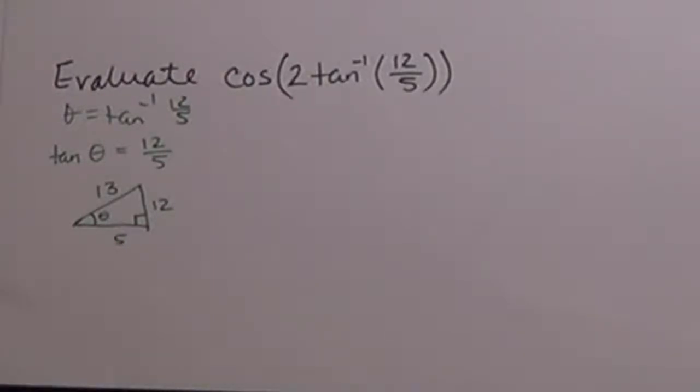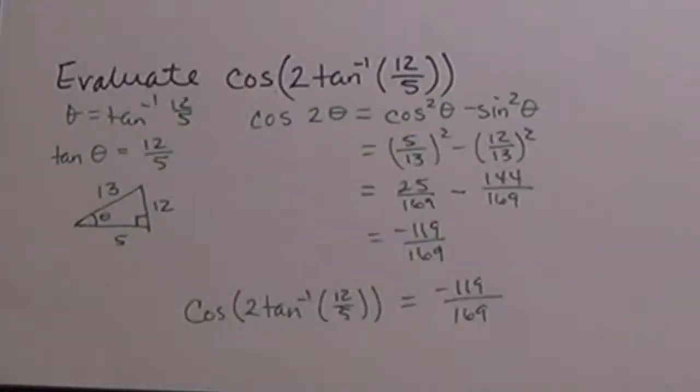So now if we look at our function that we're trying to find, we can see that cosine of 2 theta is going to be cosine squared theta minus sine squared theta. And again, because we have the triangle relating the sides of theta, we can plug in those values. So cosine of theta is going to be 5 over 13, and sine of theta is going to be 12 over 13. So simplifying that expression, we see that cosine of 2 tangent inverse of 12/5 is going to be negative 119 over 169.